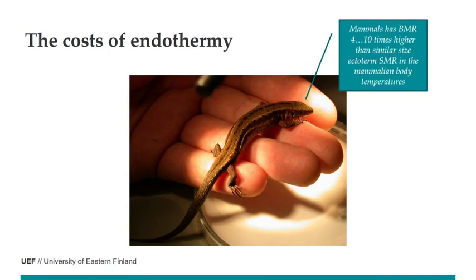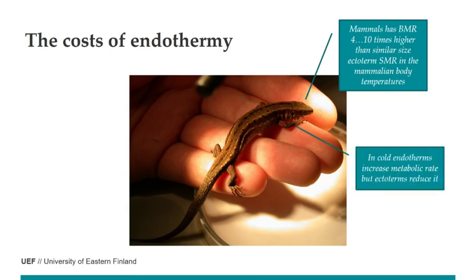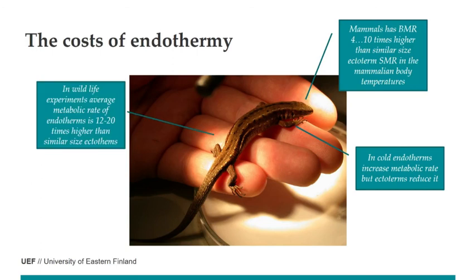But the problem is that the environment is usually colder than your body temperature. And these endotherms are increasing the metabolic rate, but the ectotherms are reducing it. And this causes the metabolic rate in the wild to be 10 times or even 20 times higher in endotherms compared to similar size ectotherms.